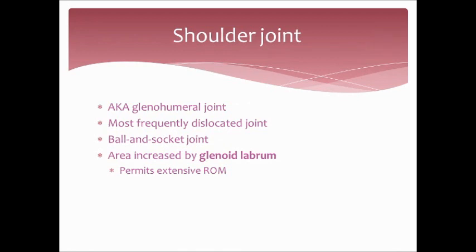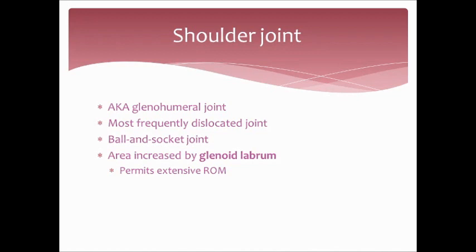Next, we have the shoulder joint. It's also known as the glenohumeral joint. It's the most frequently dislocated joint in your entire body. It's known as a ball and socket type of synovial joint. And the surface area of the joint is increased by having a labrum.